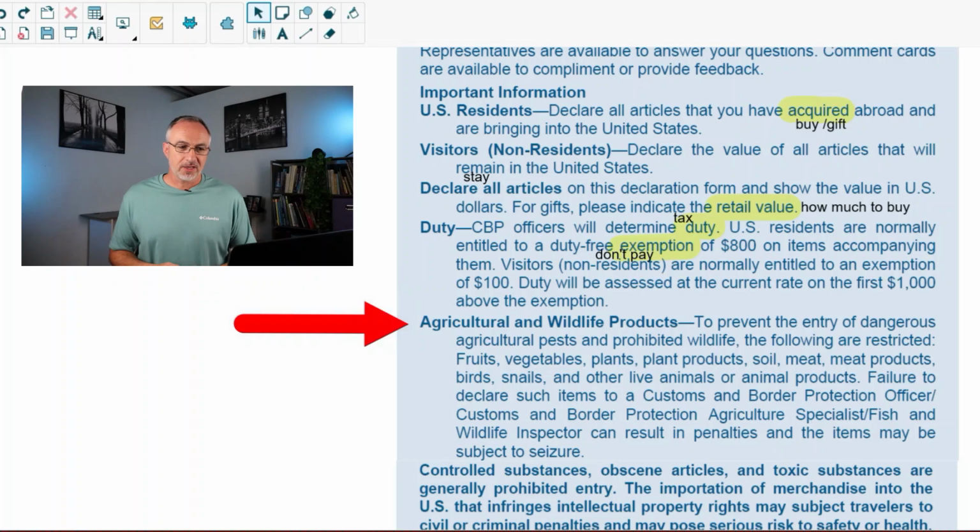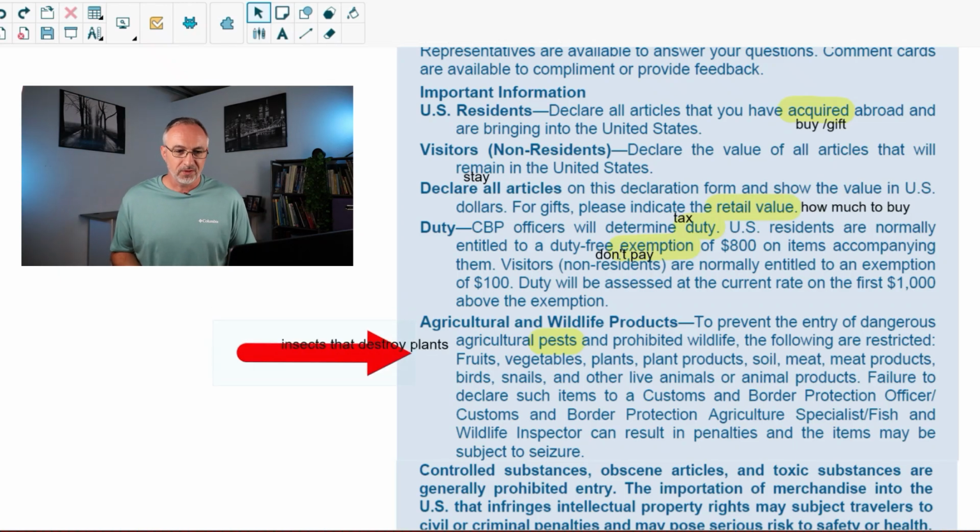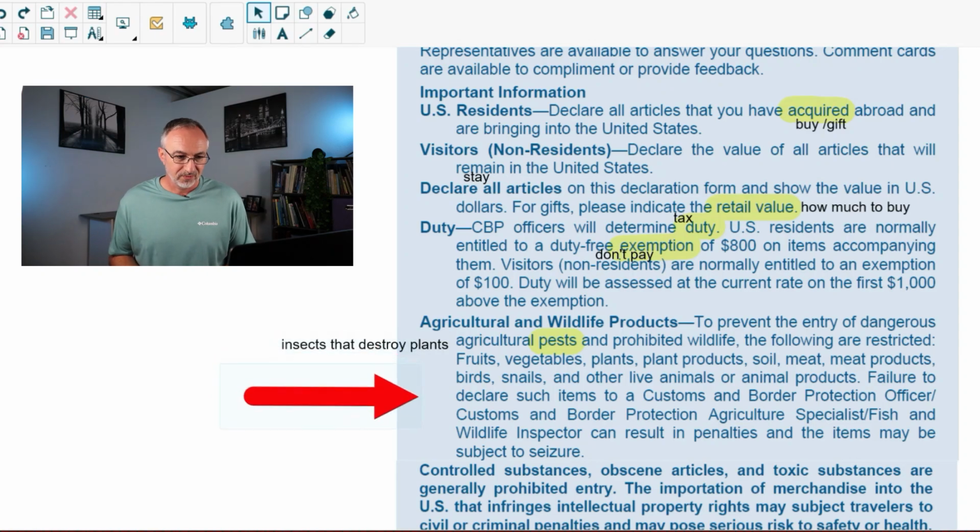All right, the next section, agriculture and wildlife products. To prevent the entry of dangerous agricultural pests, we mean insects that maybe can destroy plants, right? That's what we mean by a pest. And prohibited wildlife. The following are restricted: fruits, vegetables, plants, plant products, soil, meat, meat products, birds, snails, and other live animals or animal products, right? So like we said, animals, plants, you can't bring them in from your country.